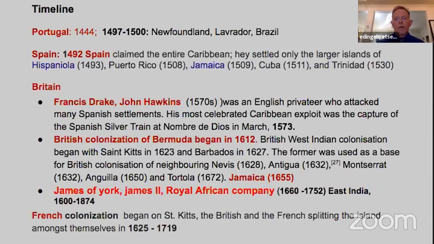British colonization in Bermuda began in 1612, when I started school in Bermuda, just for sharing. The British occupied Jamaica in 1655, and you should know that the son of William Penn, who founded the colony of peace called Pennsylvania, was the colonialist who basically conquered Jamaica. James of York, James II, Royal African Company, you'll hear more about him in a few minutes, probably the leading source of enslaved persons into the New World and then back to the colonies of the product.